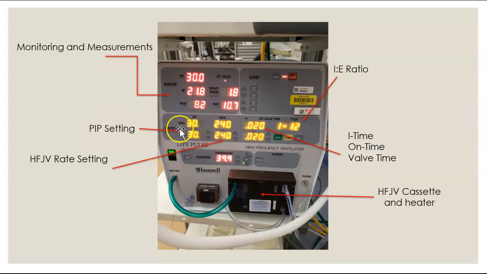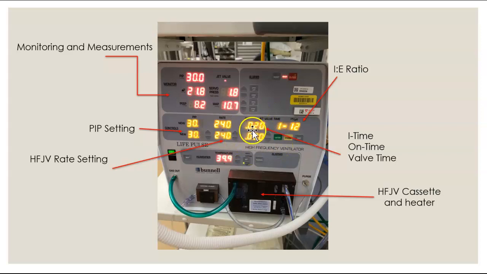So we have what your PIP is now. So it says now and new. So let's say we need to make changes. We have where we're currently set, and then if we need to go up or down, we use these arrows, up, down, and then we press enter to select. The high frequency jet rate, this one's on the lower end, 240, but if we needed to go up, we have these arrows, and again, enter to set.